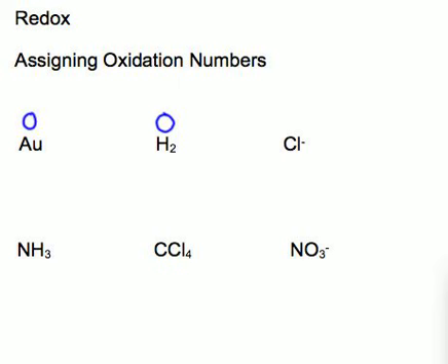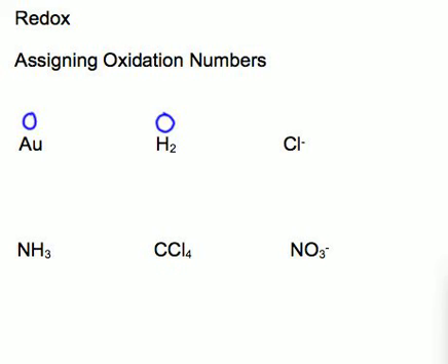Okay, so for our first two elements, Au, just by itself in its natural state, its oxidation state is 0. And then for our H2, the oxidation state is 0. Remember that hydrogen is one of our diatomic 7, and so H2 is a stable state for hydrogen, and so its charge, or its oxidation state, is 0.